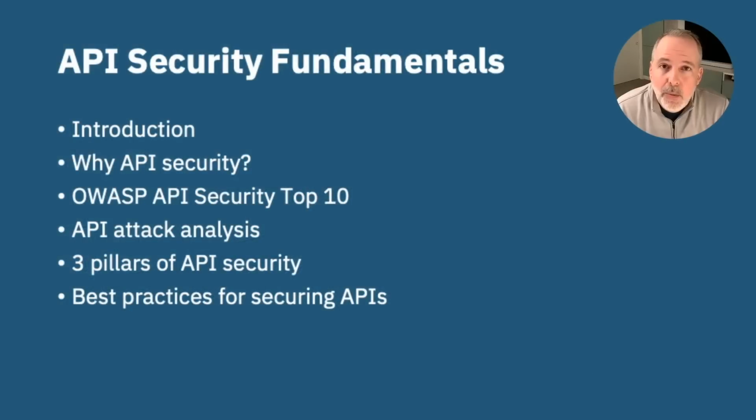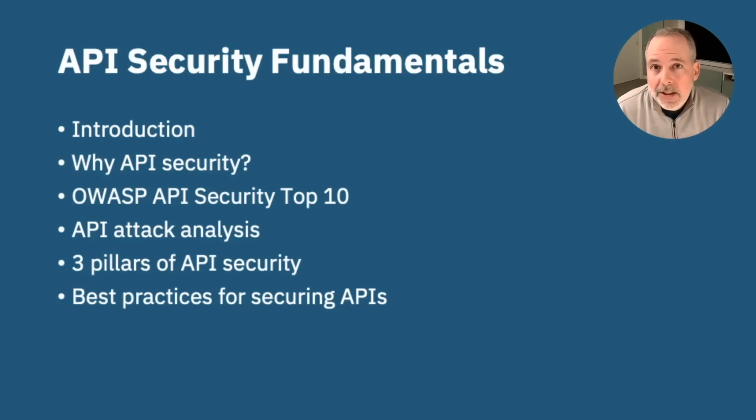We're going to start with why API security. Why are we talking about API security? Why do attackers find APIs so appealing? And we're going to explore how APIs are being attacked and why they're being attacked. We're going to go through the OWASP API Security Top 10, and we're going to share a number of real-world breach examples that highlight the OWASP Top 10.